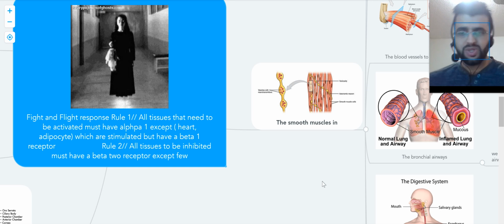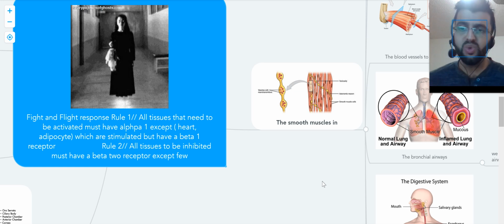So the adrenergic receptors are kind of complicated, and I struggled to understand them myself. But then I came across these two rules, which changed my understanding and made it so easy to memorize and remember.